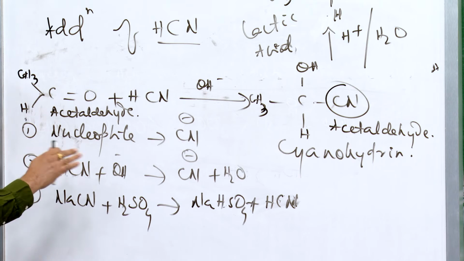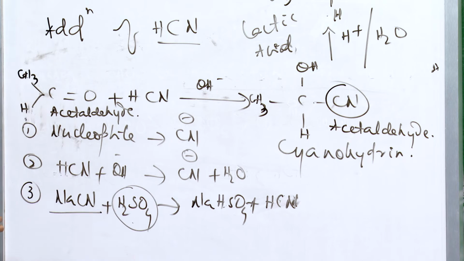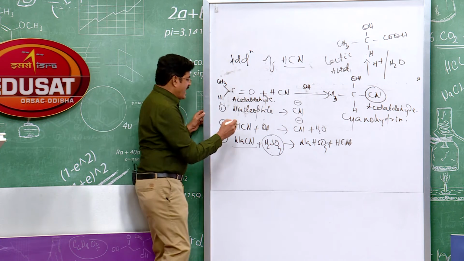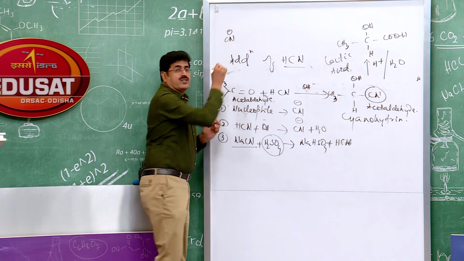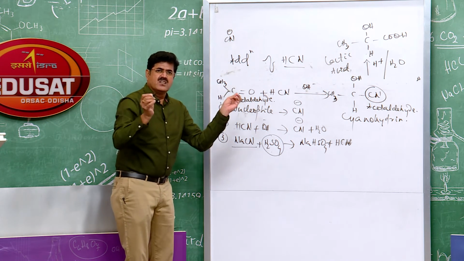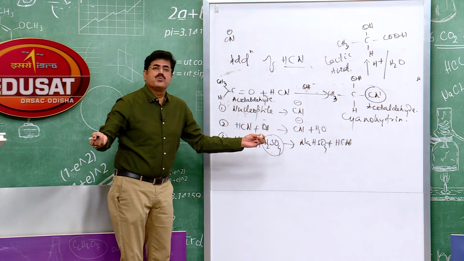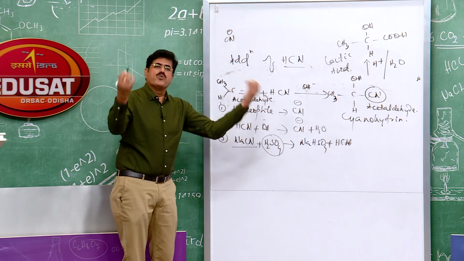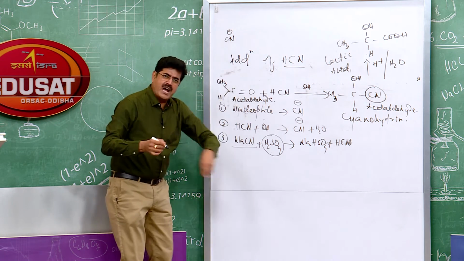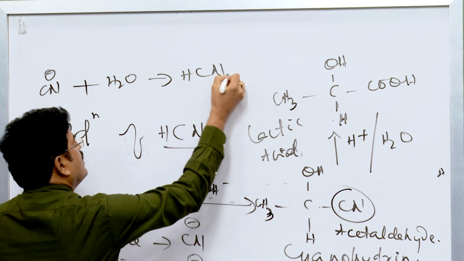You see, when this reaction takes place, the amount of H2SO4 should be lesser compared to NaCN. I repeat, the amount of H2SO4 should be lesser compared to NaCN. There must be excess of CN minus ion, so that the CN minus ion undergoes hydrolysis. Hydrolysis means that it reacts with water to give either a weak acid or a weak base or both. It undergoes hydrolysis with water to give HCN and OH minus ion.